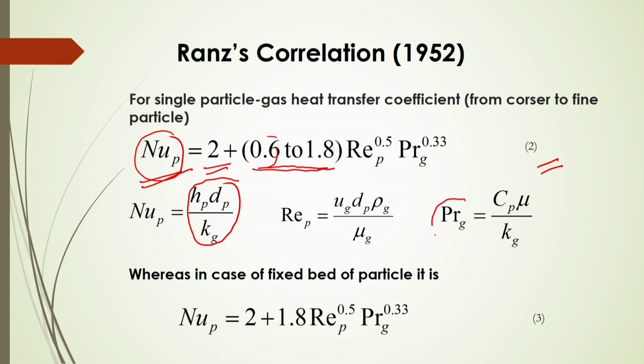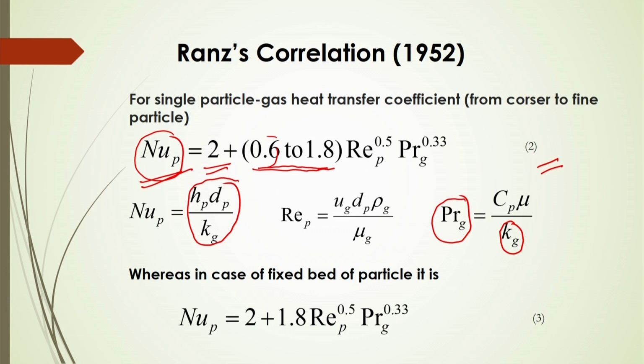Here the Prandtl number is Cp mu by k, where Cp is the specific heat capacity, mu is the viscosity of the gas, and kg is the thermal conductivity of the gas. So, if you know the Reynolds number, Prandtl number and other operating conditions, then from equation 2 you will be able to calculate the heat transfer coefficient of the single particle, from coarser to fine particles.